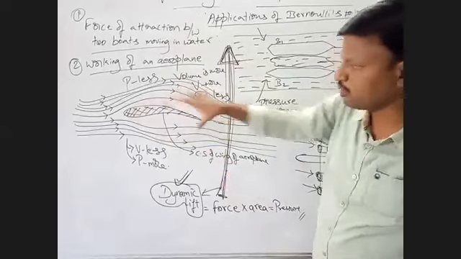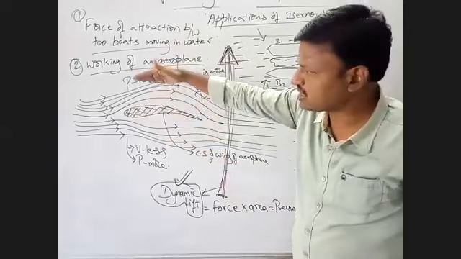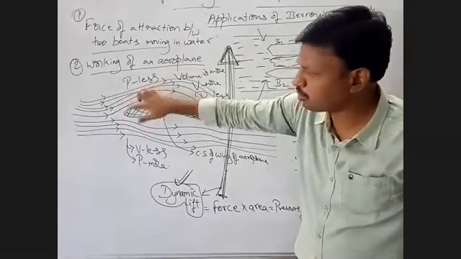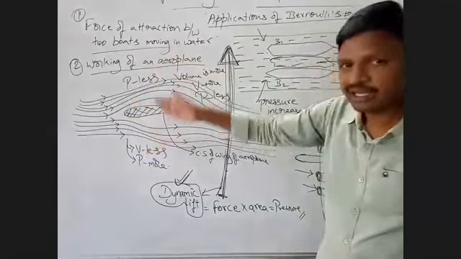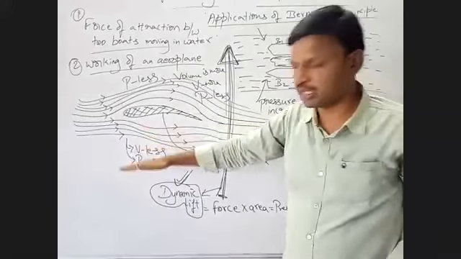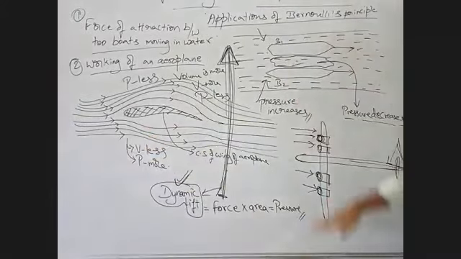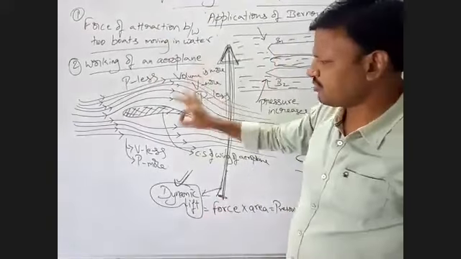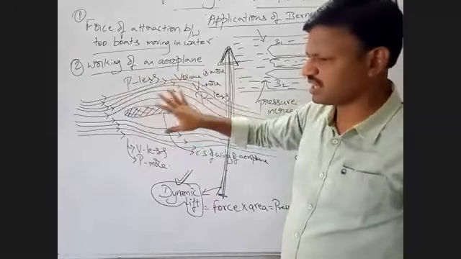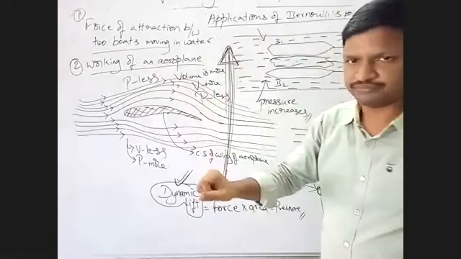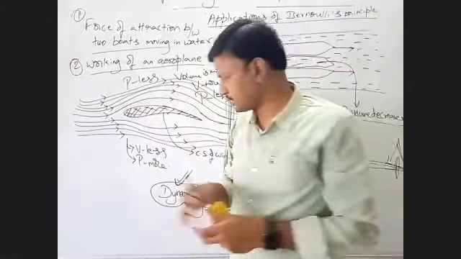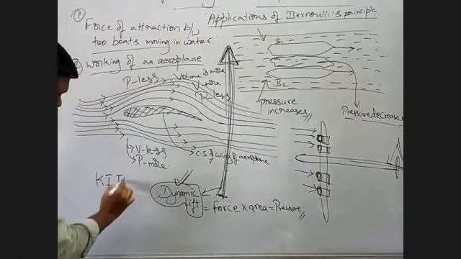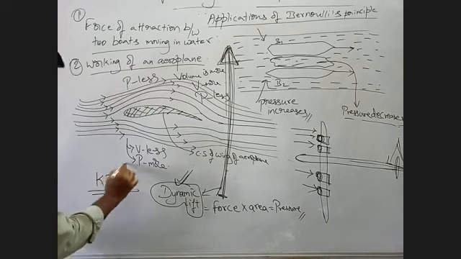When the fluid is flowing like this, the pressure above the surface is less, and a high pressure develops below the wing. As a result, it will lift that flight up. If you are finding this difficult, just imagine a kite. You know very well, you would have flown kites. Kite is the best example.